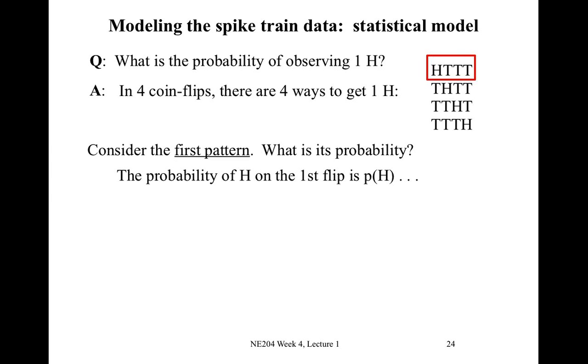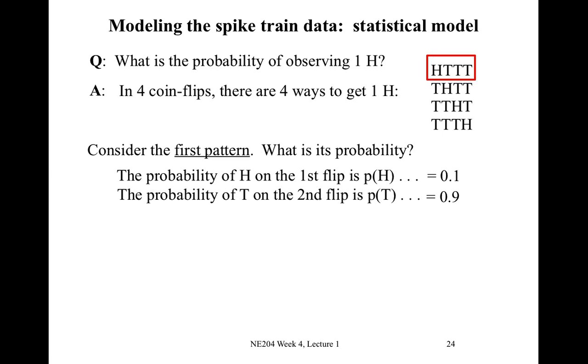So let's break this up into individual components, and we can ask, what is the probability of observing H on the first flip? So the probability of H on the first flip, it's our biased coin, and the probability of heads is low, 0.1. Let's consider now the second flip. What is the probability of observing T on the second flip? Well, we know the probability of T in our biased coin is equal to 0.9. So we just write that value down for now.